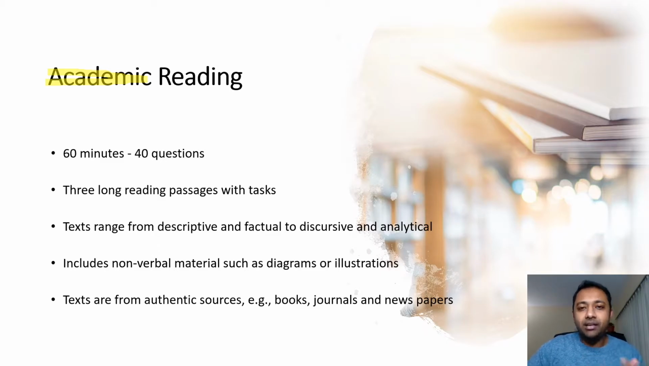So let's look at the academic first. The time remains the same, just 60 minutes, and the number of questions remains the same. It's 40 questions that you need to answer. What you will find in the academic, and this is a difference between this and the general training test, is that in the academic test you get 3 long reading passages with tasks. So each passage, passage 1 for example, comes with 13 to 14 questions, and similarly passage 2 and passage 3. So the total number of questions is 40.